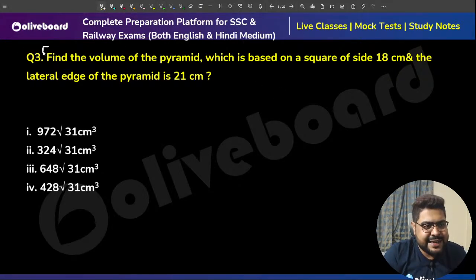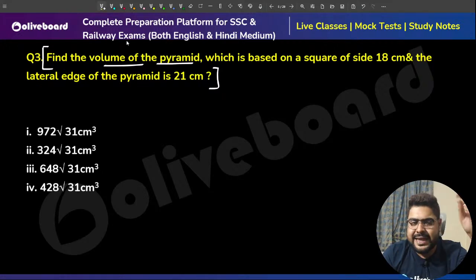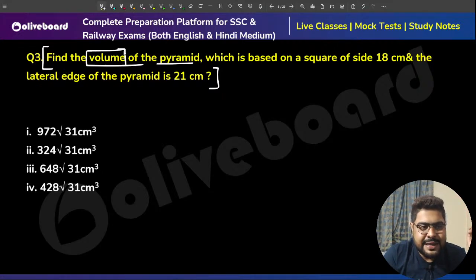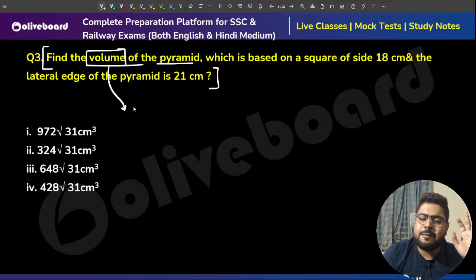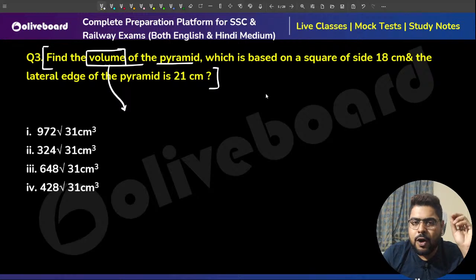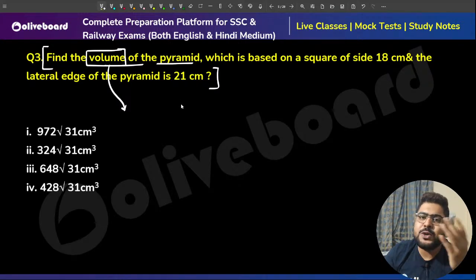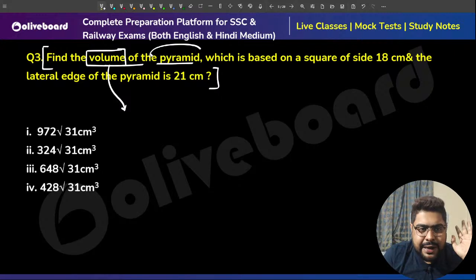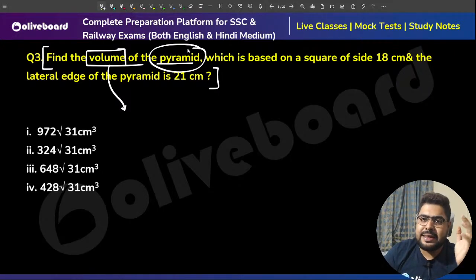Sir, next one, volume of the pyramid they're asking. Let me say one thing about the volume of 3D mensuration. If the cross-sectional area is constant, volume is area of the base into height. But in pyramid and cone, the cross-sectional area is not the same.